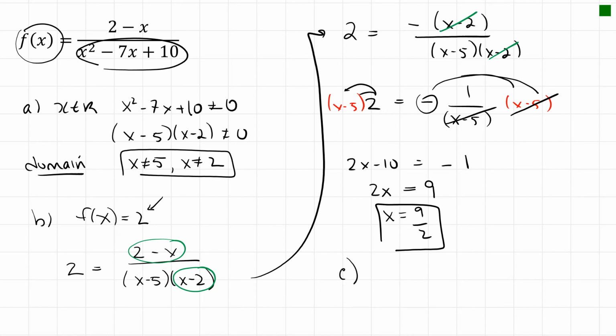Now C asks for the point. To write it as a point, the x coordinate is 11 over 2 and the y coordinate was 2.